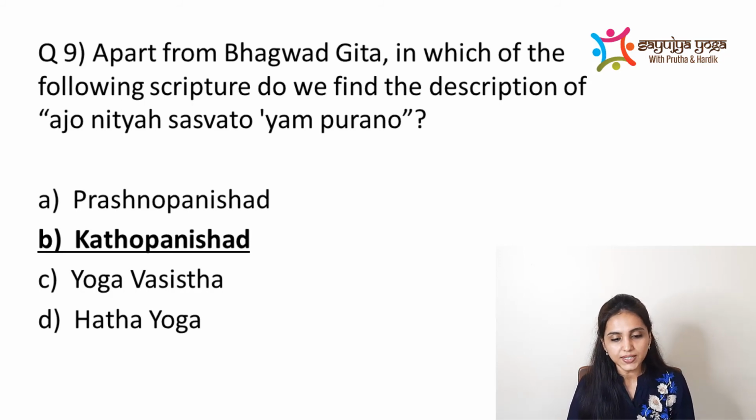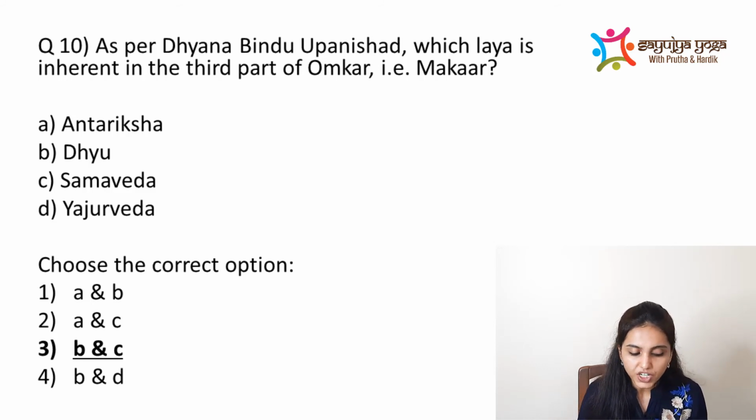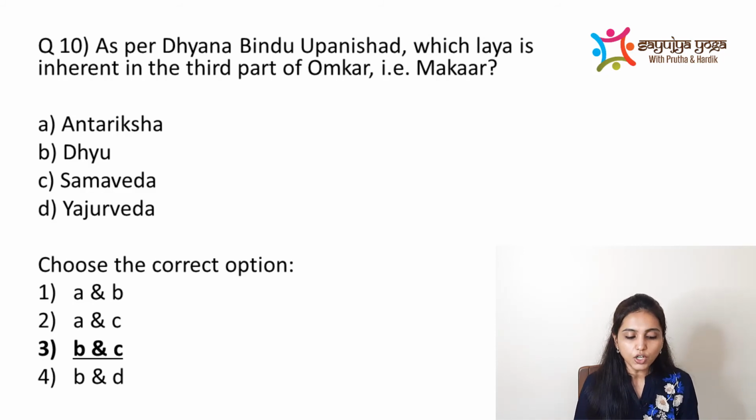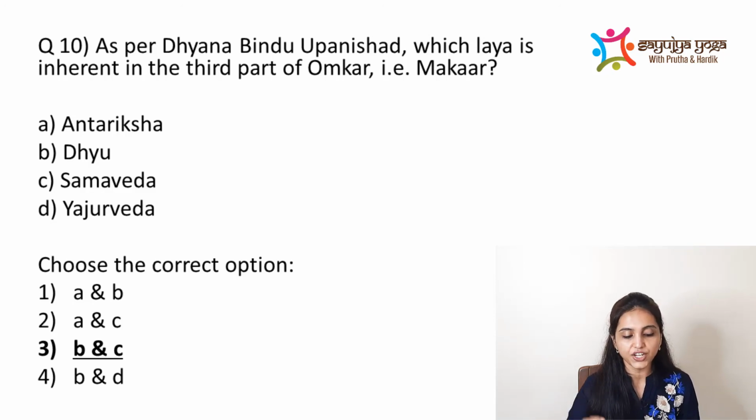And the next question is, as per Dhyana Bindu Upanishad, which laya is inherent in the third part of Omkara, that is Makara? We all know that the third part of Omkara is Makara, okay? And the correct answer is option number 3, which says that Dhyu and Samaveda are the correct answer. Now friends, Dhyana Bindu Upanishad is the 39th of 108 Upanishads. It forms part of Krishna Yajurveda, whereas a smaller version of 26 verses was found attached to Atharva Veda.